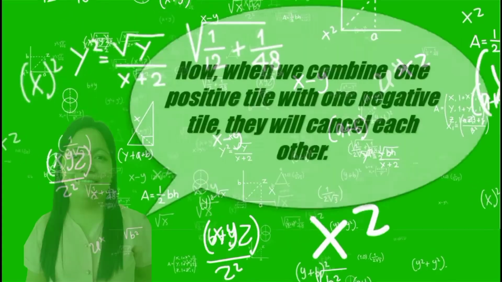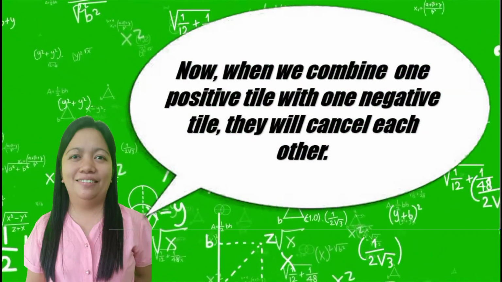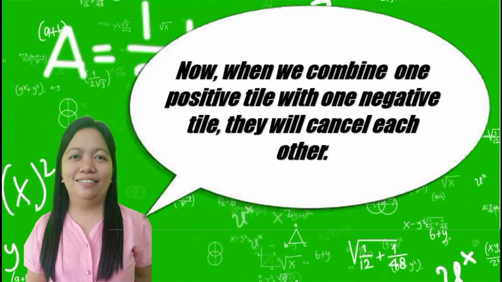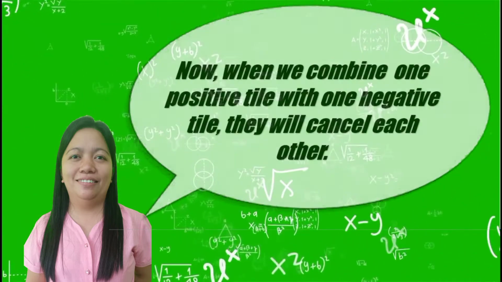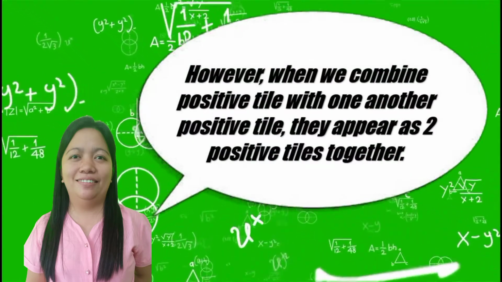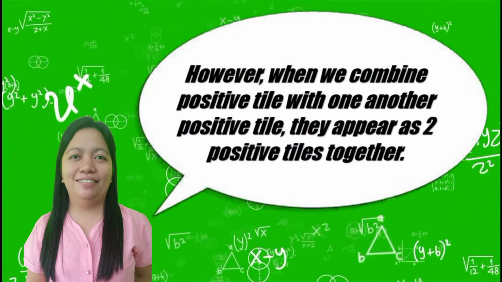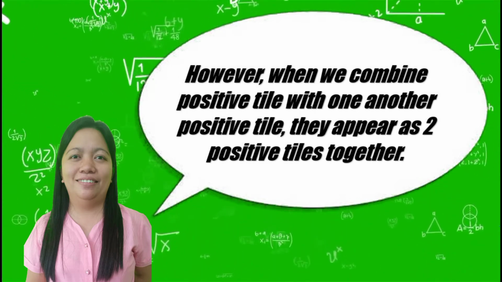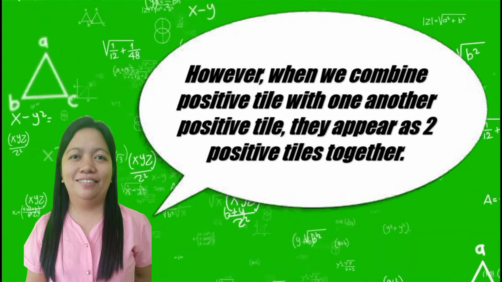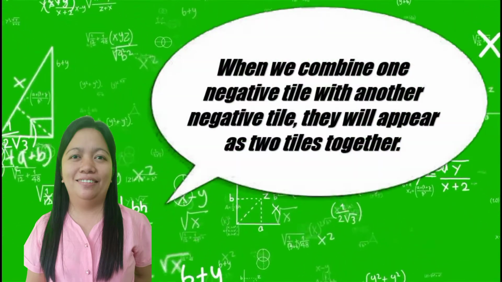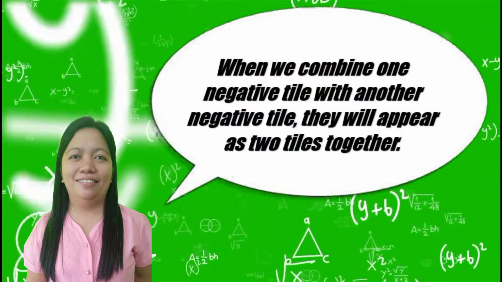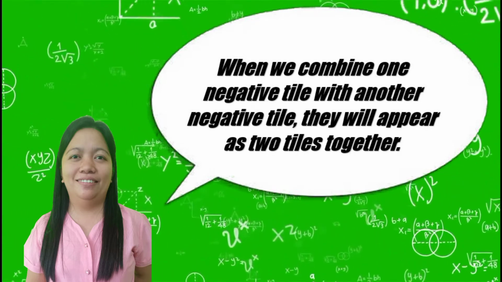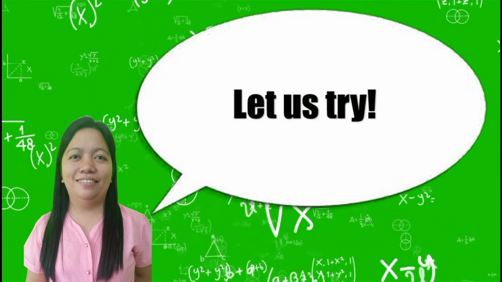Now, when we combine one positive tile with one negative tile, they will cancel each other. However, when we combine a positive tile with another positive tile, they appear as two positive tiles together. When we combine one negative tile with another negative tile, they will appear as two negative tiles together. Let us try.